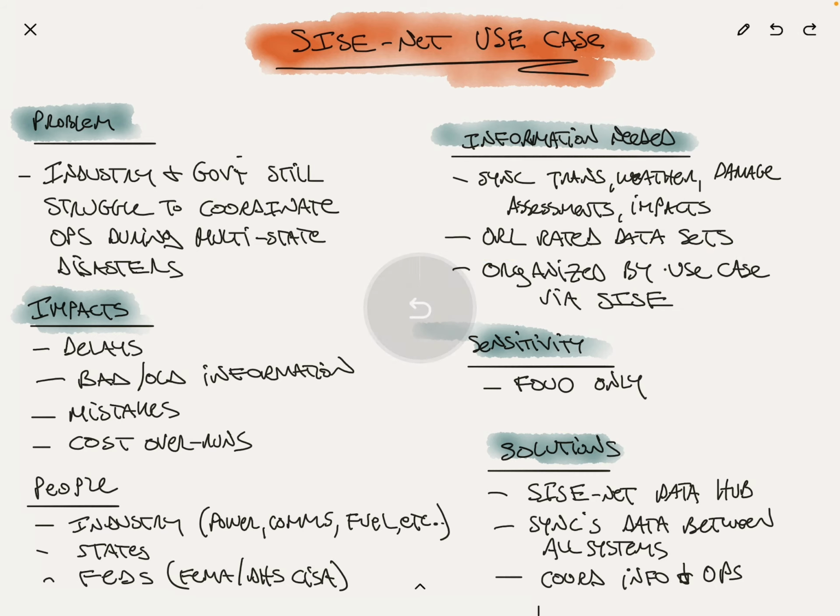And so how do you organize that data? It's got to be organized by use case, right? That's the trick. Use case. And why is that? Because people can't use that data if it's not going to work by use case. It'd be too much. So the sensitivity of that data is FOUO. We do not want this out in the public. And so the solution the private sector's come up with within the Fleet Response Working Group is called a SISE-net. It's a data hub. It synchronizes data between all systems that it touches, and it coordinates information and operations on a use case by use case basis.